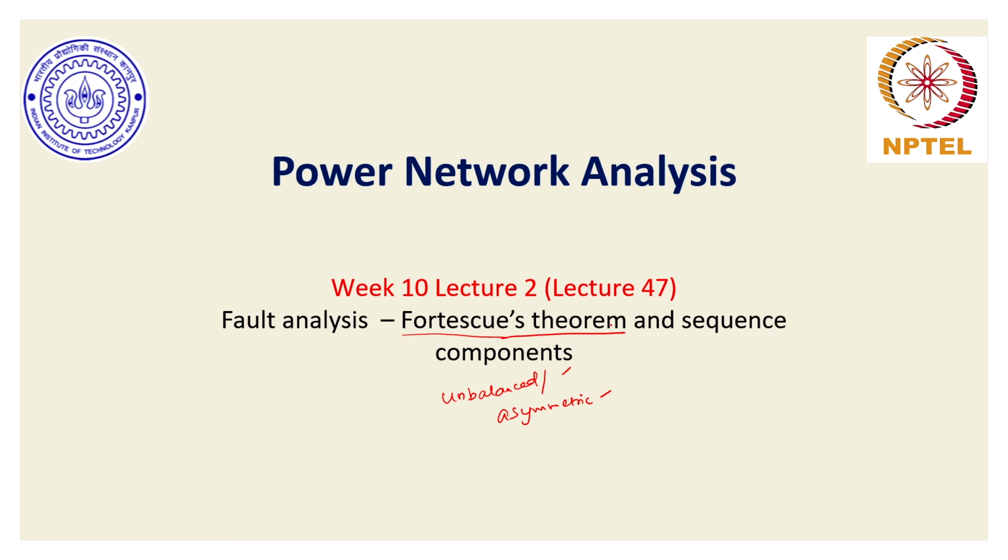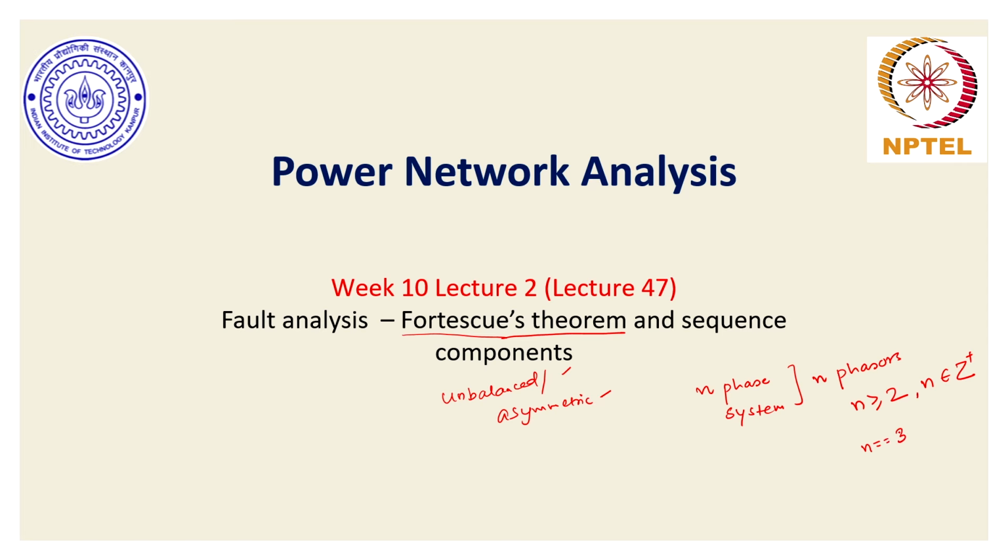name, known as Fortescue's theorem, in which in 1918 C.L. Fortescue stated that any n-phase network or any n-phase system, specifically when I say n-phase system, I am pertaining to n phasors where n can be more than or equal to 2. Obviously, n belongs to the set of integers, positive integers to be precise. For n equal to 2, 3, 4, 5, for three-phase system, n is equal to 3.